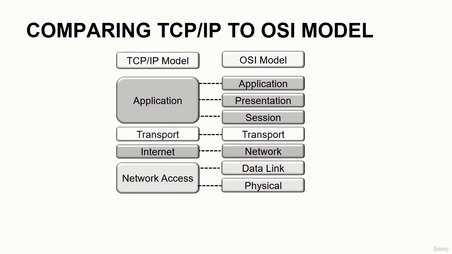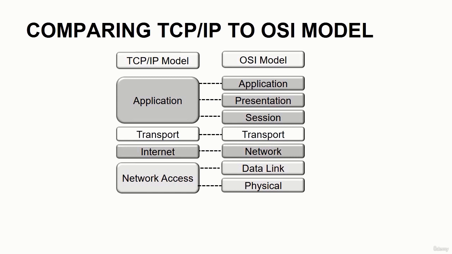Finally, all of the layer functions we just discussed with the OSI model are addressed by the TCP/IP model, but instead of breaking them down into 7 layers, 4 layers are used. Now, it's important to understand how the OSI model layers compare to the TCP/IP model layers.